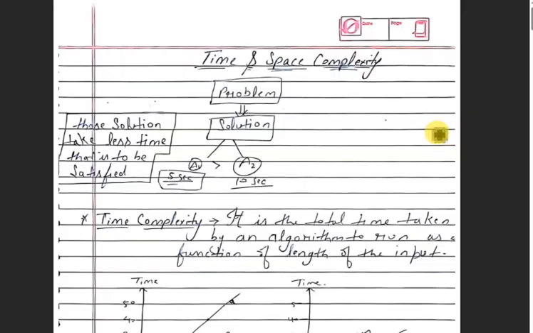So here we are discussing what time complexity is. First, we are discussing what time complexity is. Here we have written a problem. So time complexity is the total time taken by an algorithm to run as a function of the length of the input.